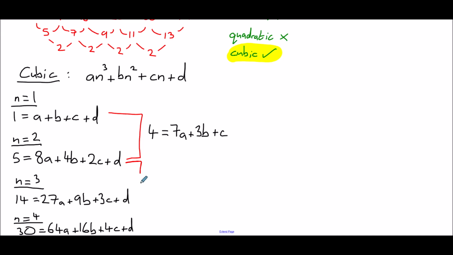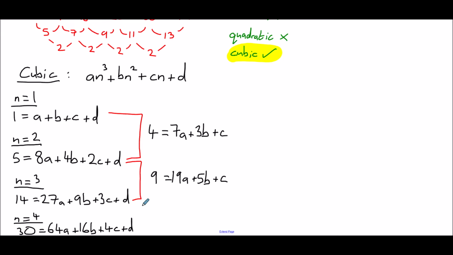Let's do the same with these two, when n is 2 and n is 3. And so here what we're going to do is this equation subtract this one. So first of all, the start becomes 14 take away 5, that becomes 9. 27a take away 8a, that gives us 19a. 9b take 4b gives us 5b. 3c take 2c just gives us 1c, and yet again the d's disappear.